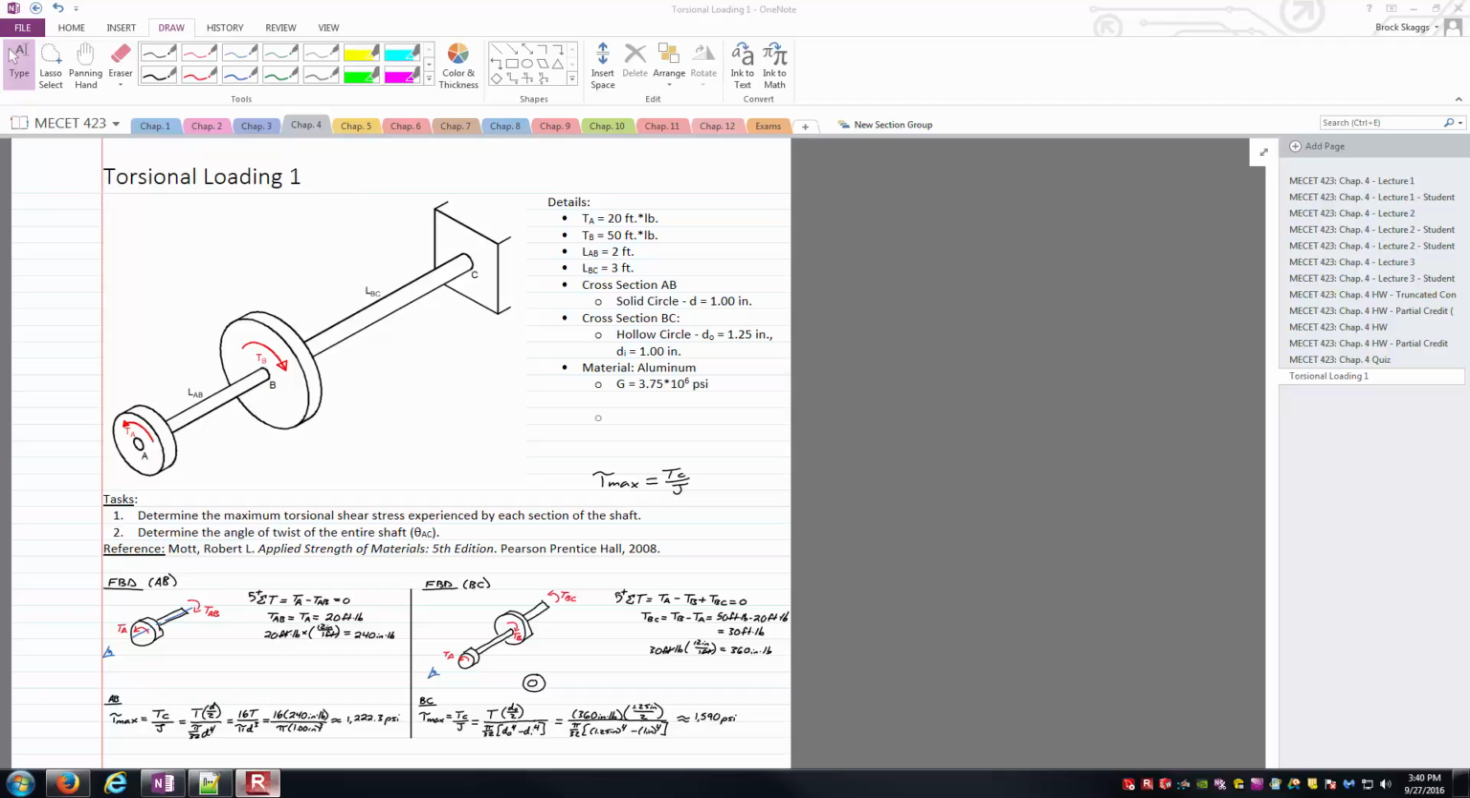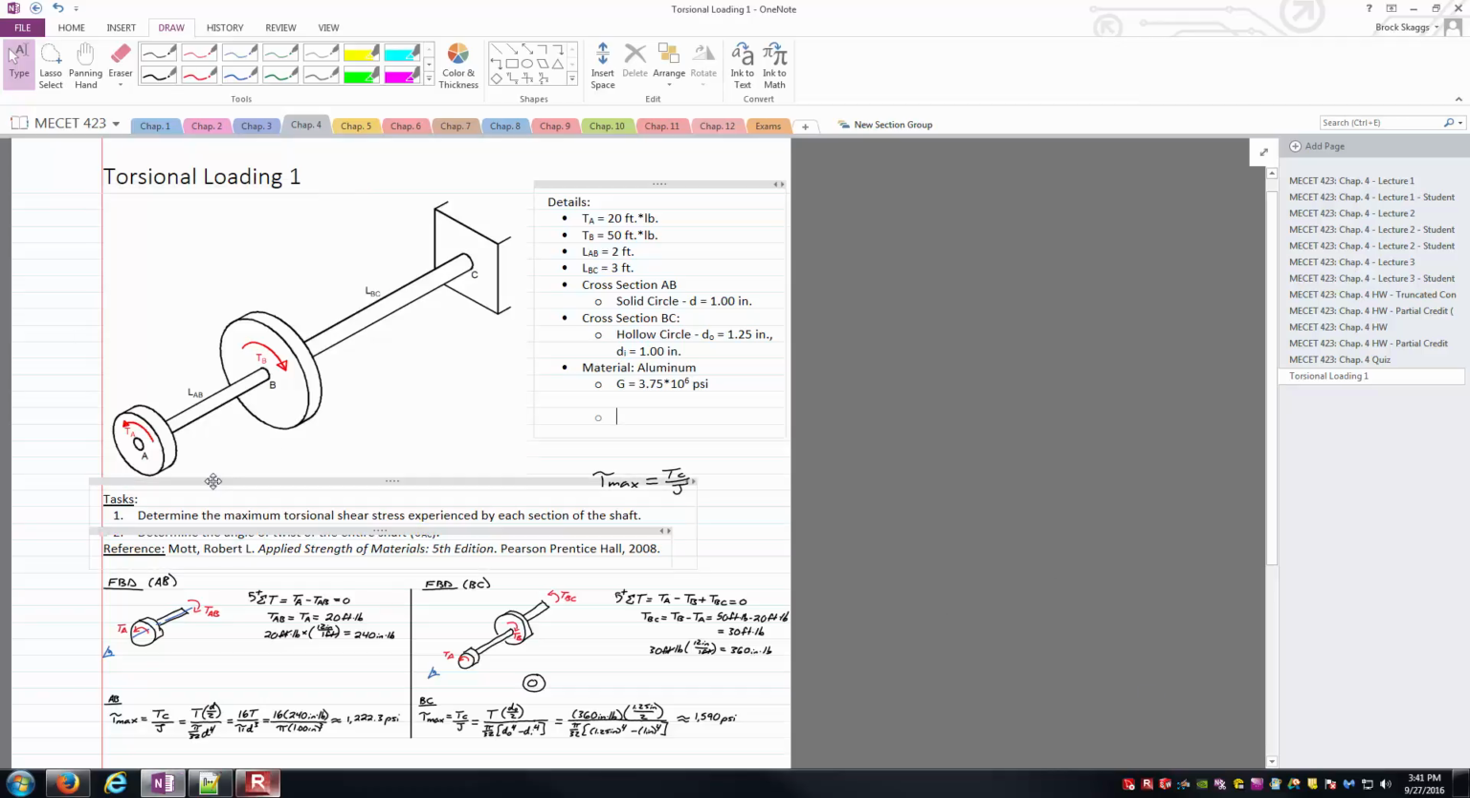You can see the work I've already done in the first video where we were looking at this shaft. It's under a torsional loading. It's kind of got two segments to it, segment AB and segment BC there. And in our first video we were trying to determine the maximum torsional shear stress experienced by each section of the shaft. And so we went through, found the internal torque carried by each section of the shaft, and that's something we'll again use in this video.